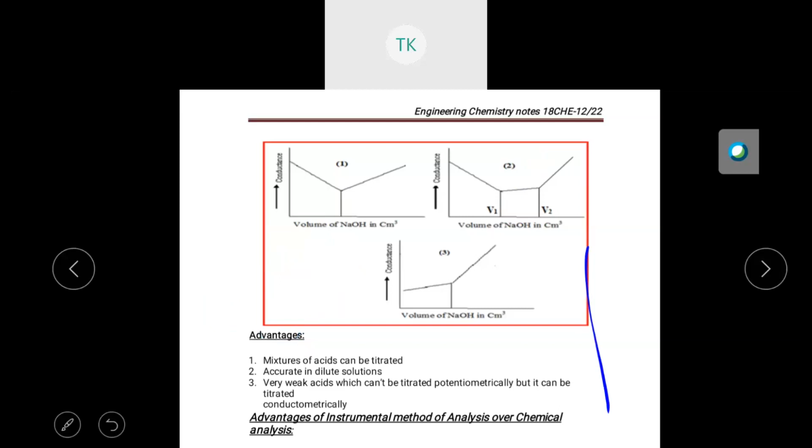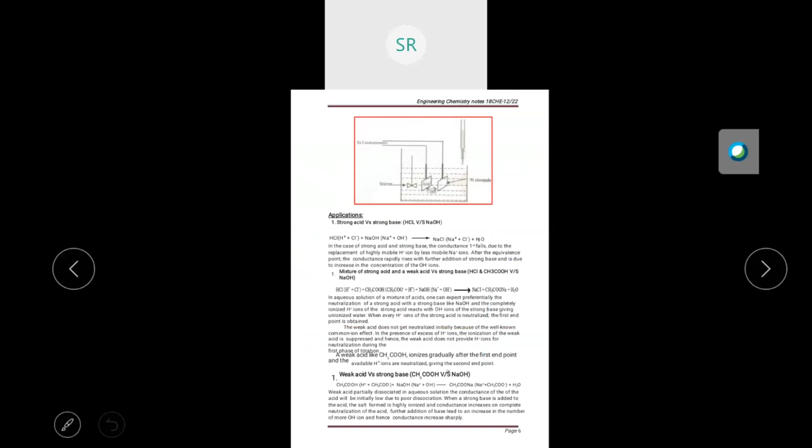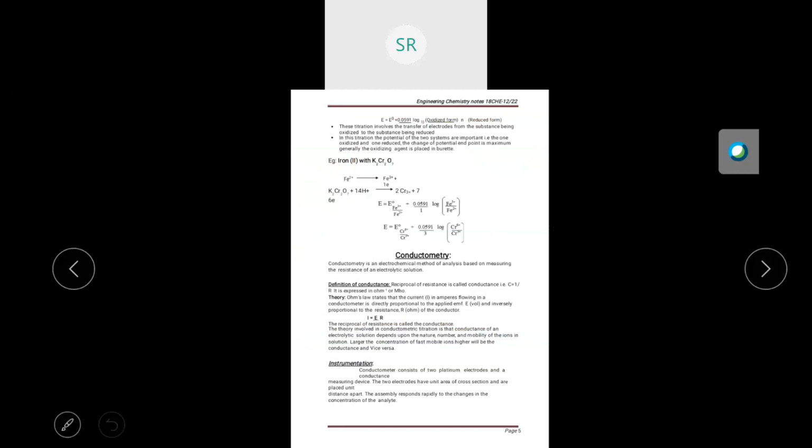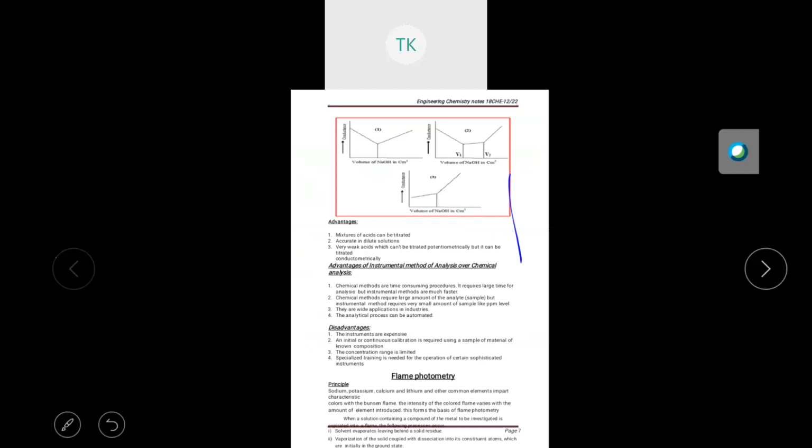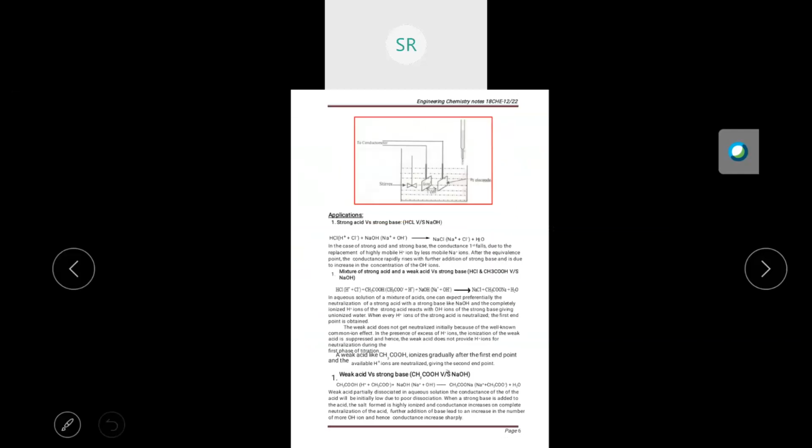Third graph is what? Third case. Third case is weak acid, that is acetic acid, and with a strong base. So consider the titration. You can see here. The third case, what they have given, weak acid versus strong base. That is, acetic acid is a weak acid. So as I said, it is having H plus ion here, right? Due to this is acetic acid, weak acid. What happens here? Next slide, you can see.